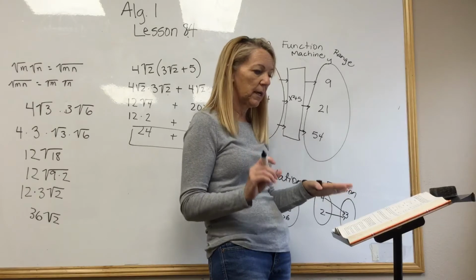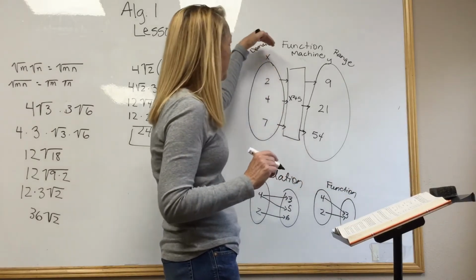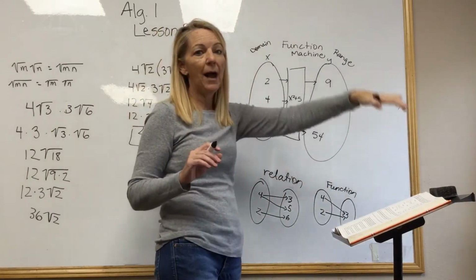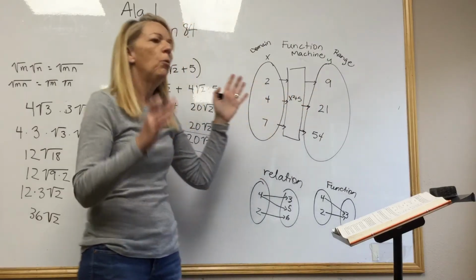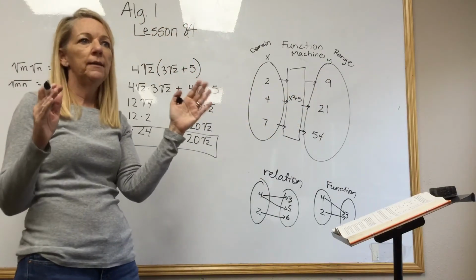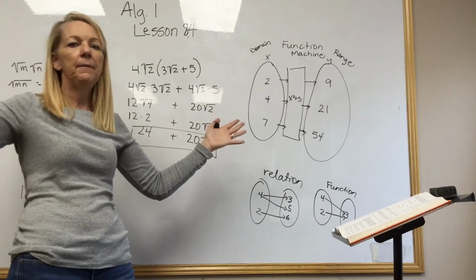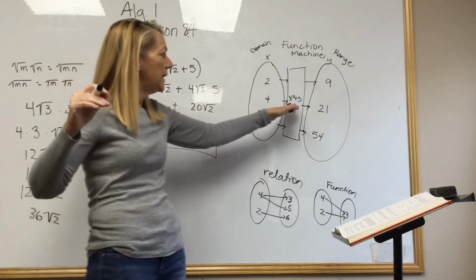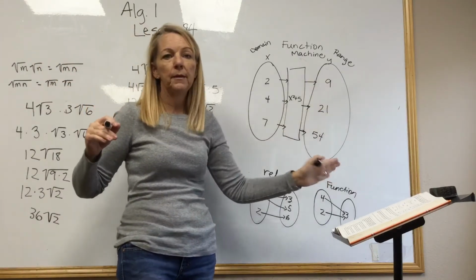But let me go over a couple of things. Remember, domain is the input, range is the output. So domain is whatever number would work in this equation. It could be a mighty group. But once it's in the equation, what is your output? That would be the range.